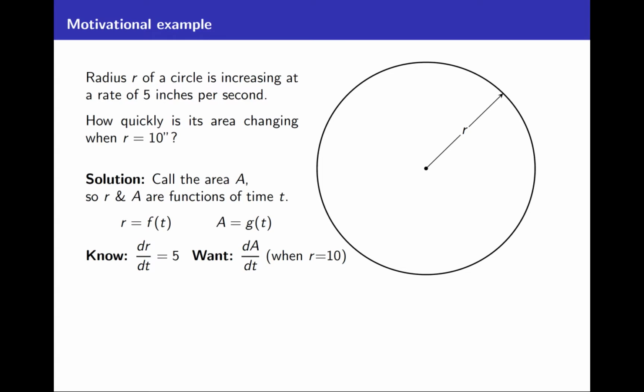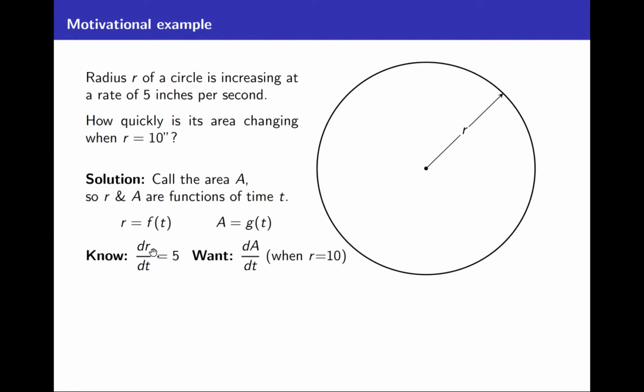So here we see a rate of change that we know, dr/dt, and a rate of change that we want, dA/dt. Somehow we want to solve for dA/dt from the fact that we know that dr/dt is equal to 5. And I'll tell you a procedure that accomplishes this.